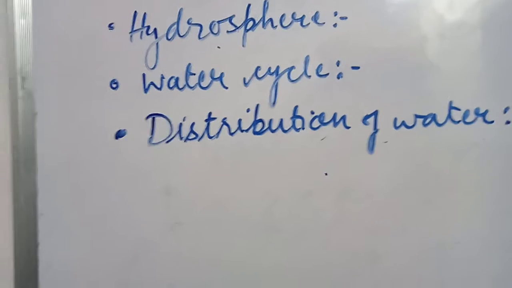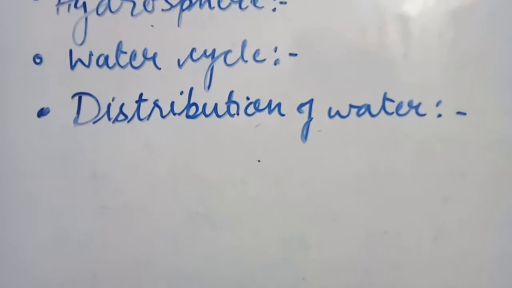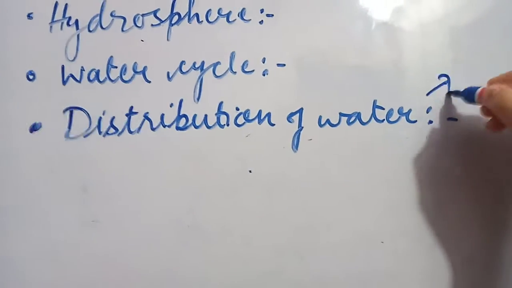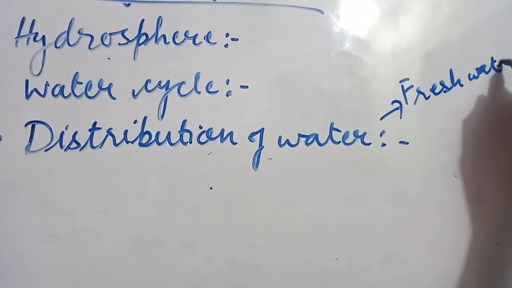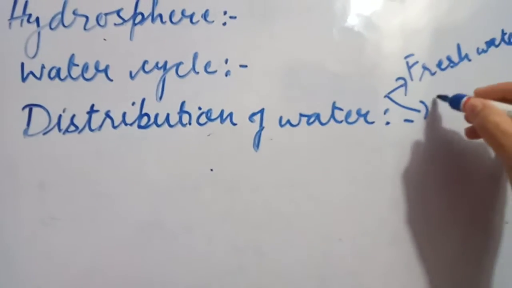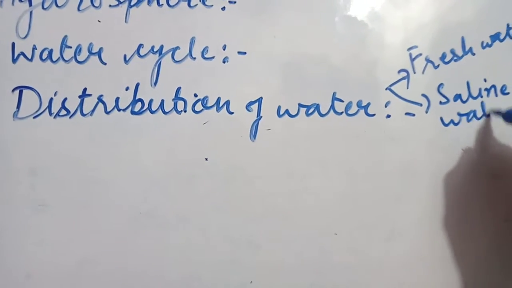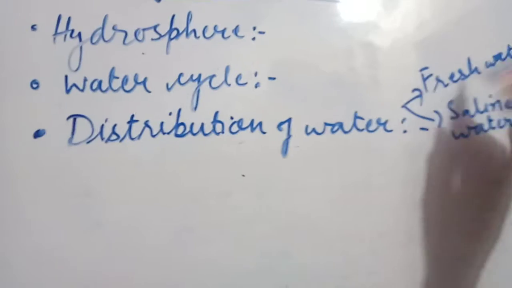Distribution of water. The water on the earth is of two types: fresh water and saline water. We are using the fresh water.